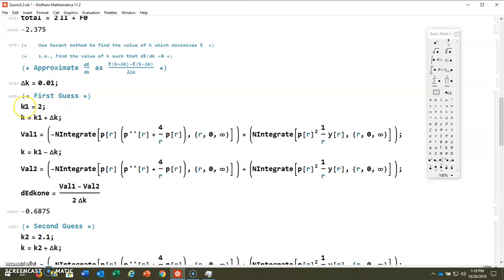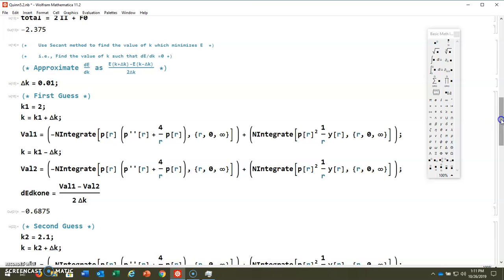So for the first one, I just used our k value of 2 that we used here before, and then tweak it a little bit to evaluate the derivative, add and subtract delta k to it, calculate the total energy terms, and then use those to estimate my derivative dE/dk. This is my first estimation of dE/dk, so I call it dE/dk 1. And it gives me minus 0.6875. It's kind of far off from 0.